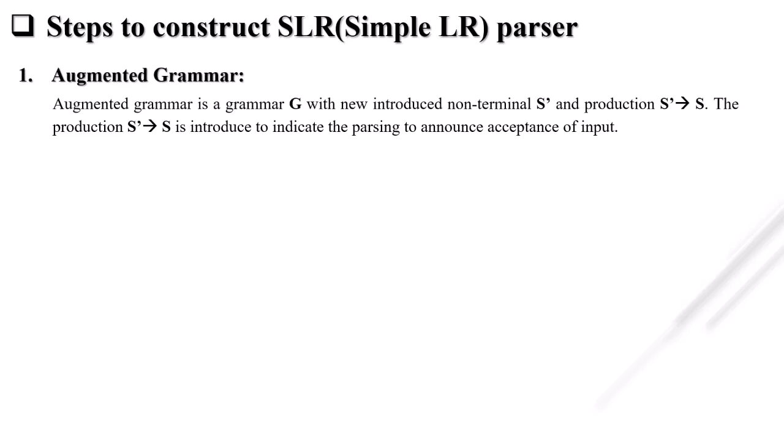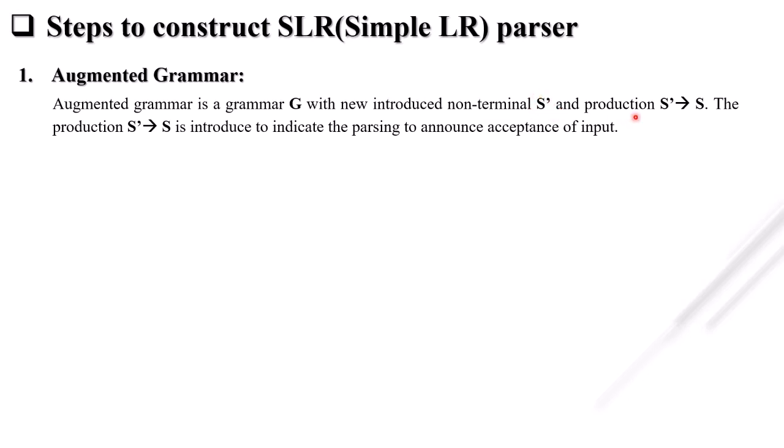So the first one is augmented grammar. The augmented grammar is a grammar with a newly introduced non-terminal. Suppose our starting symbol is capital E, so E dash will be there. Suppose we are assuming that our starting symbol is S, so here S dash will be there. So augmented grammar is a grammar with a newly introduced non-terminal. If we have a grammar, then we also have to introduce one new non-terminal.